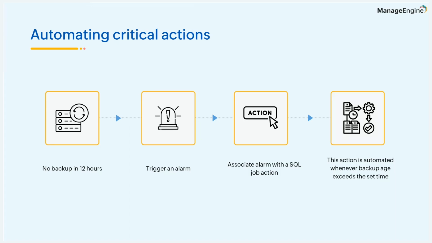Consider a scenario where there is no backup for over 12 hours, and your requirement is to take a backup every 12 hours. So how this flow works is, if there is no backup and the age is exceeding 12, 13 hours, then you can configure a threshold, and that will trigger an alarm, and the alarm will execute a job. So once an action is configured, this action is automated.